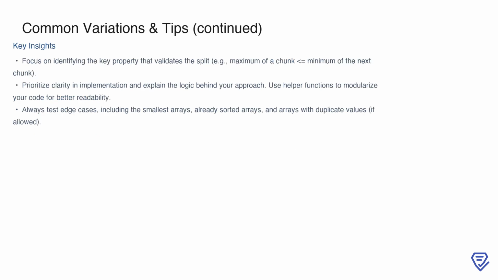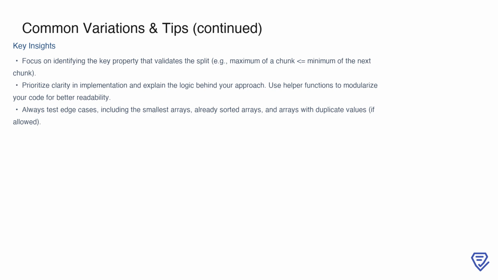To wrap things up, there are a few key insights to keep in mind when tackling this type of problem. The most important step is identifying the key property that validates the split. For example, a common property is ensuring that the maximum value in one chunk is less than or equal to the minimum value in the next chunk. This property is often central to the solution.